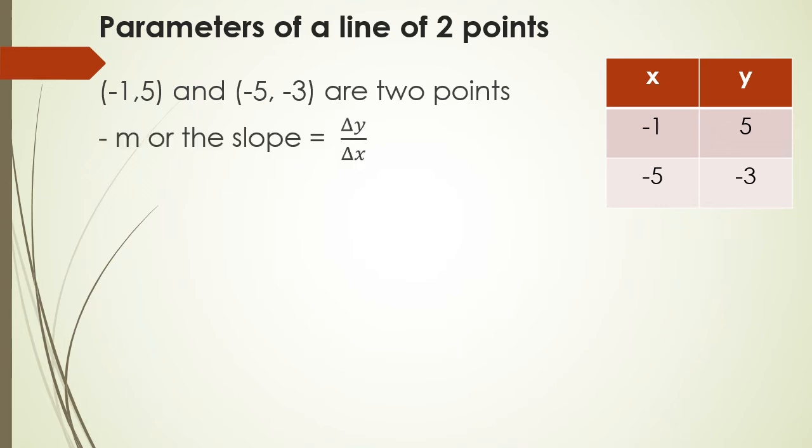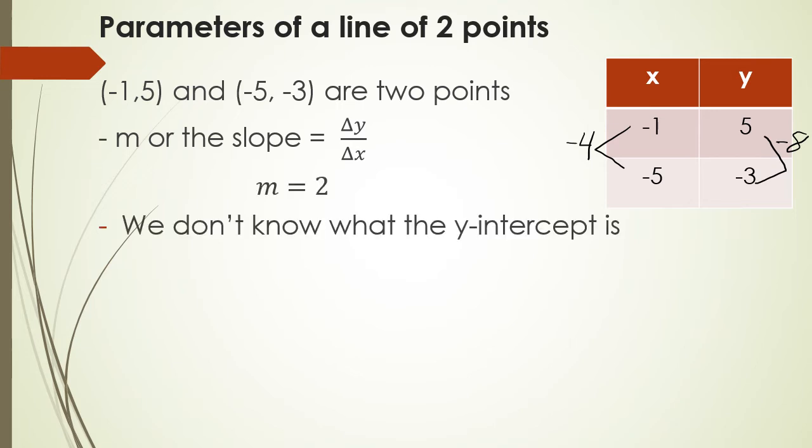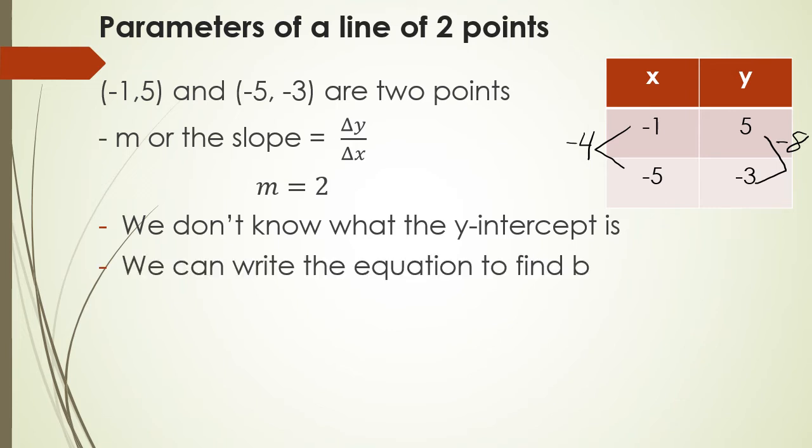Now, we know that the slope is the difference in the y over the difference in the x. To find the slope, I have to find the difference in the y first. -3 minus 5 is -8. And -5 minus -1 is -4. So the slope is going to be -8 divided by -4, which in this case is going to be 2. I don't have a y-intercept, but I can use the equation y equals mx plus b to find b.